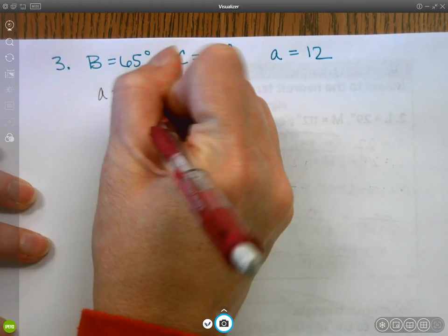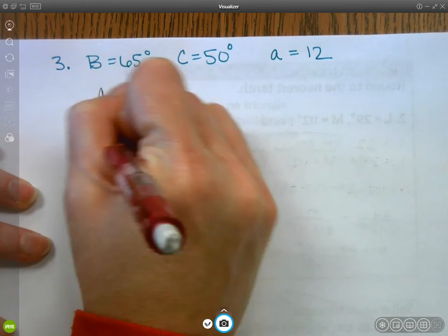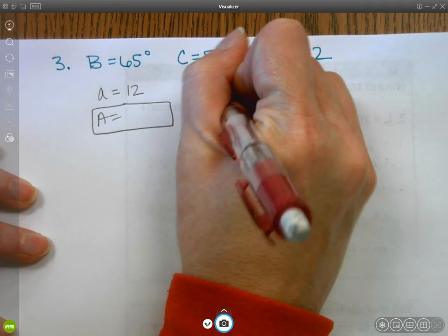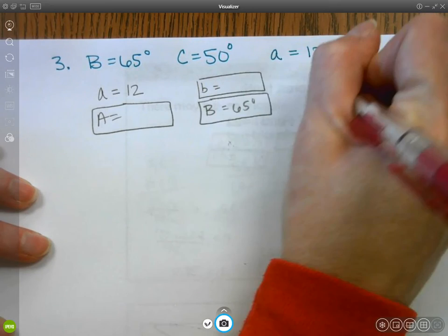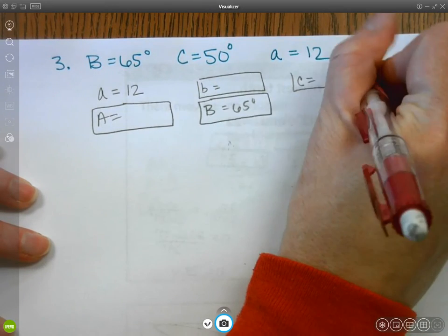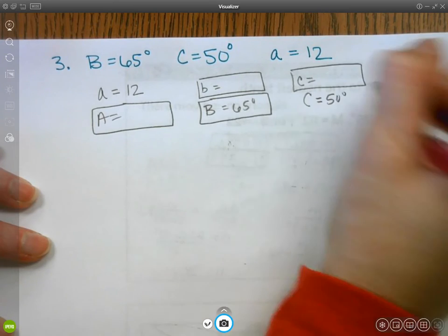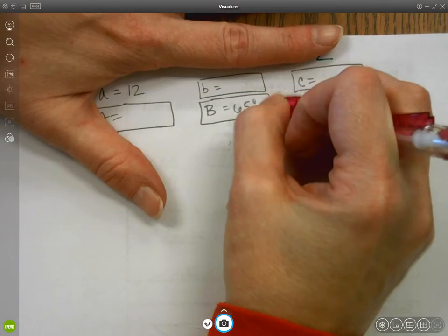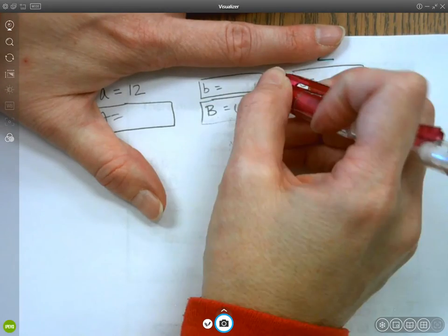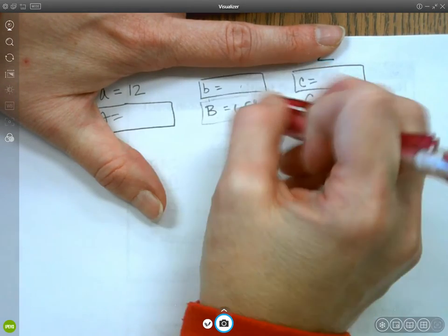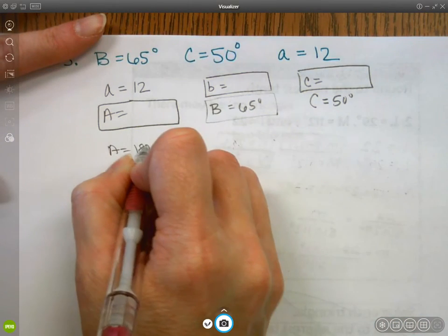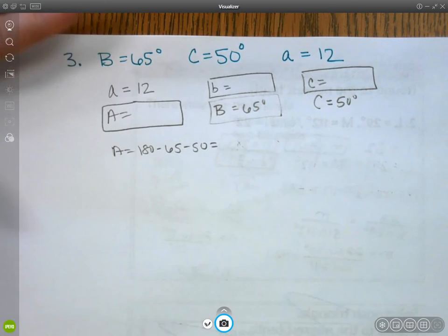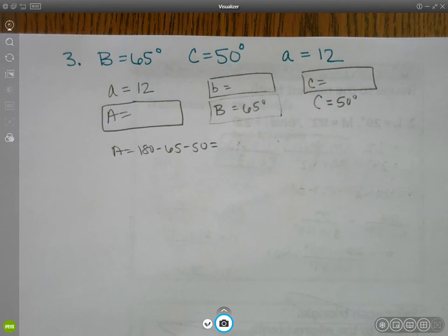Alright, so we know A is 12. We do not know angle A. We do not know B. We know angle B is 65. We do not know side C, but we know angle C is 50. So moving on. Okay, so for angle A, we simply have to subtract from 180. So 180 minus 65 minus 50 is 65.